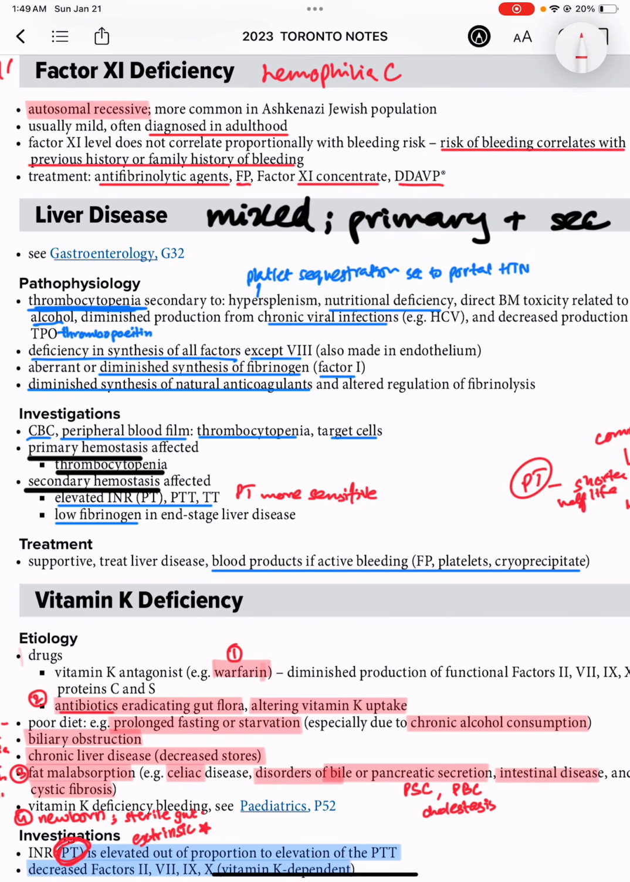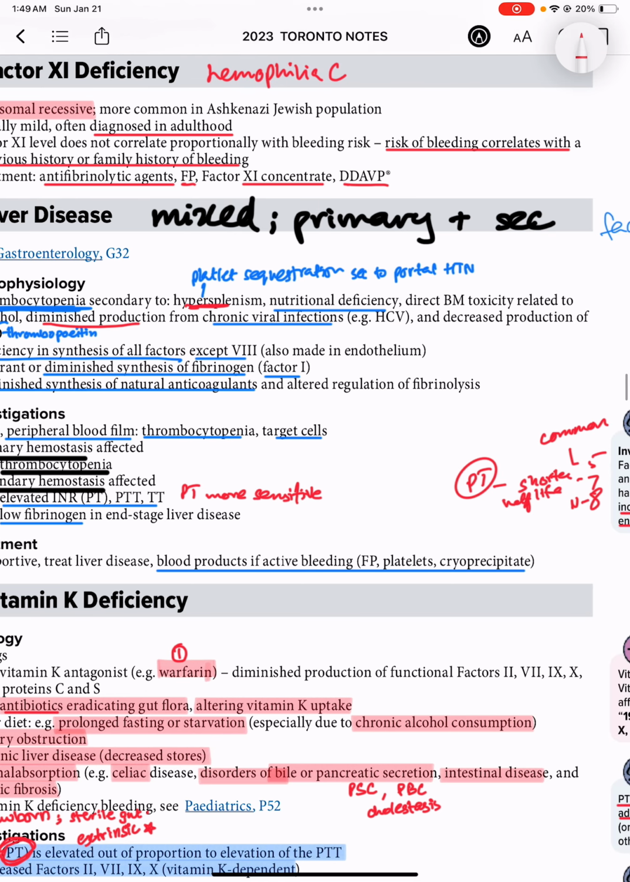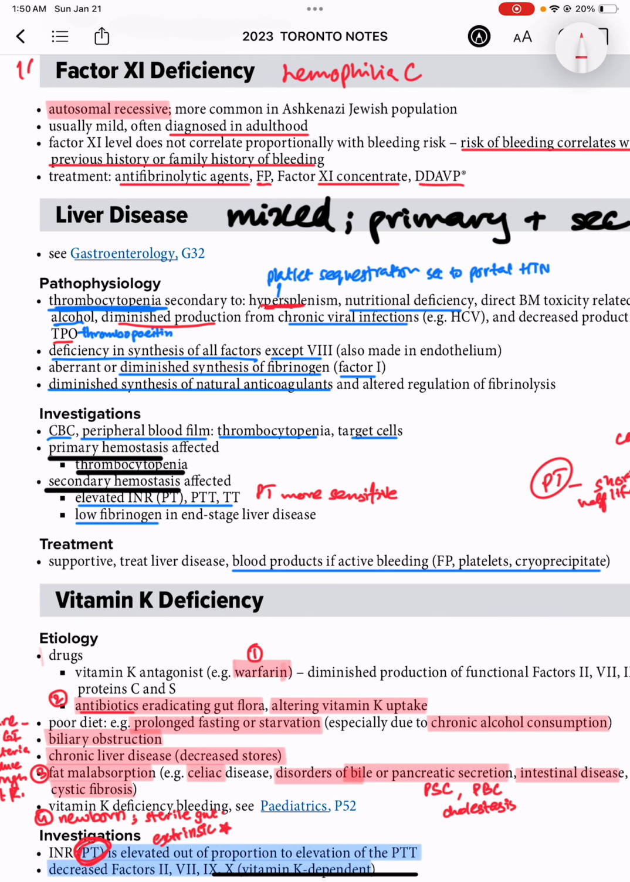But it includes primary and secondary both, because there is thrombocytopenia too, secondary to the liver problem, where there would be nutritional deficiency. In liver problem there would be hypersplenism, platelets will be sequestrated, there would be chronic viral infections, platelet production would be diminished, and there would be decreased production of TPO, so platelets would have problems, right? So this one is liver, and there's low fibrinogen in end-stage liver disease too.